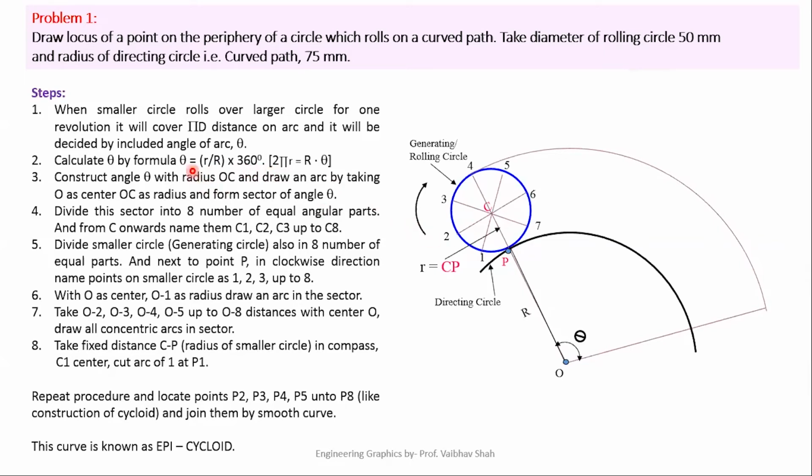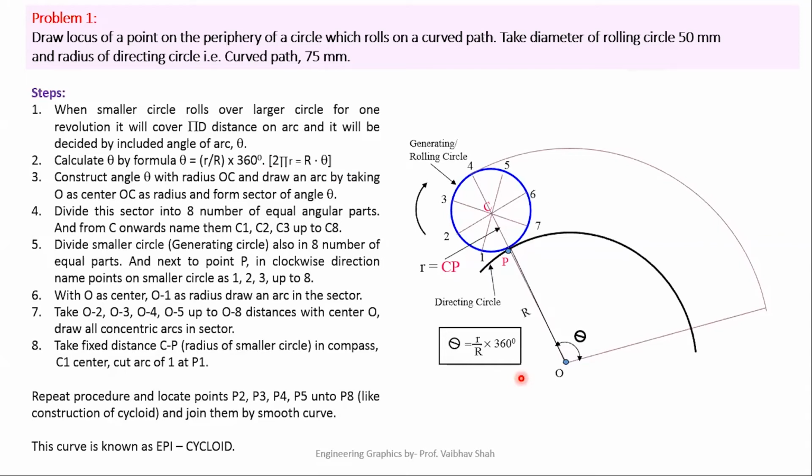After getting this theta, we have to simply plot theta with respect to this line. We have to plot theta using a protractor, and after plotting this theta you will get this end line, which specifies that your circle starts its motion from here and will end its motion somewhere here. So we have used this formula, theta is equal to r by R into 360. Always remember this formula for these examples of epicycloid.